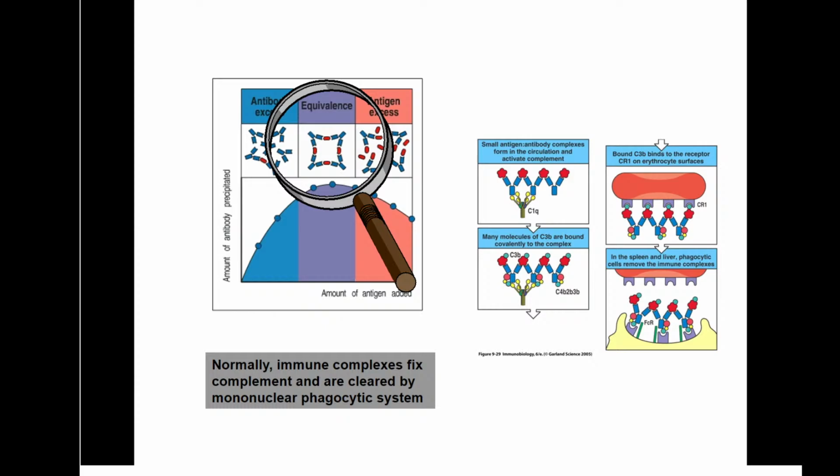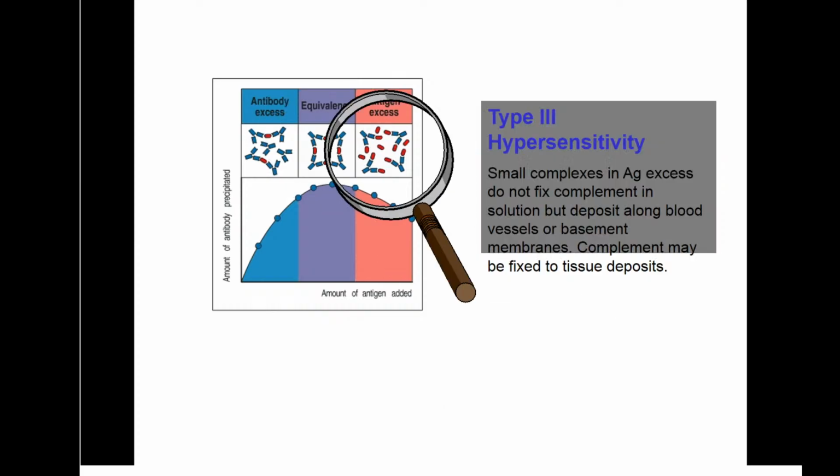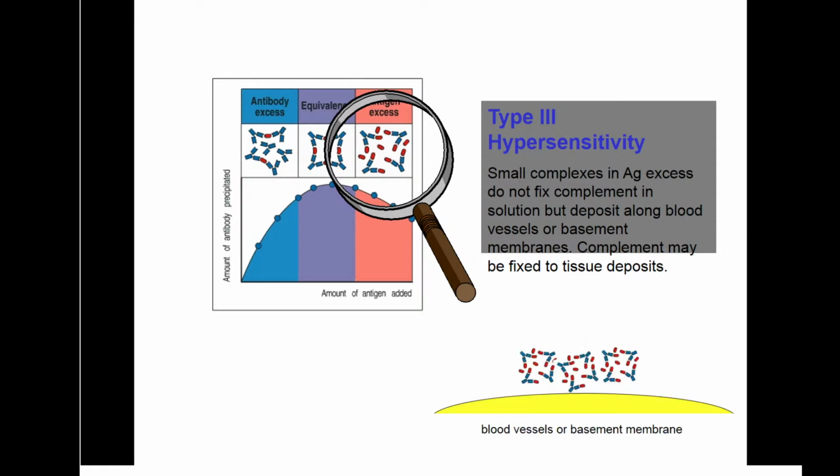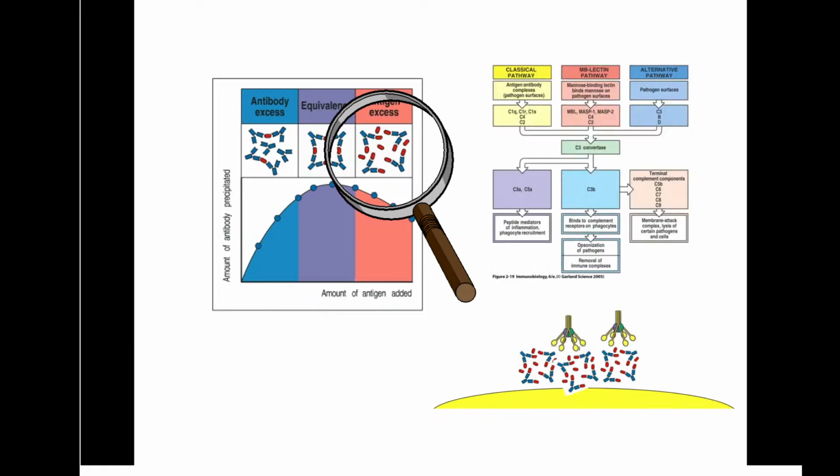Normal immune complexes fix complement and are cleared by the mononuclear phagocyte system. In case of immune complex disorder, small complexes are antigenic but do not fix complement in solution; they deposit along blood vessels or basement membranes. Complement may be fixed to the tissue deposit, and the blood vessel looks like this.